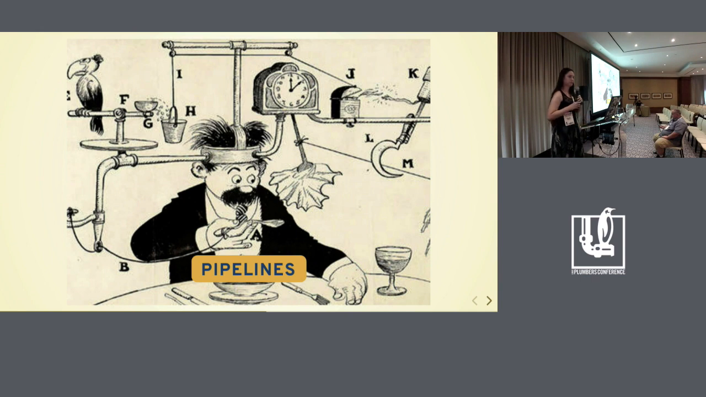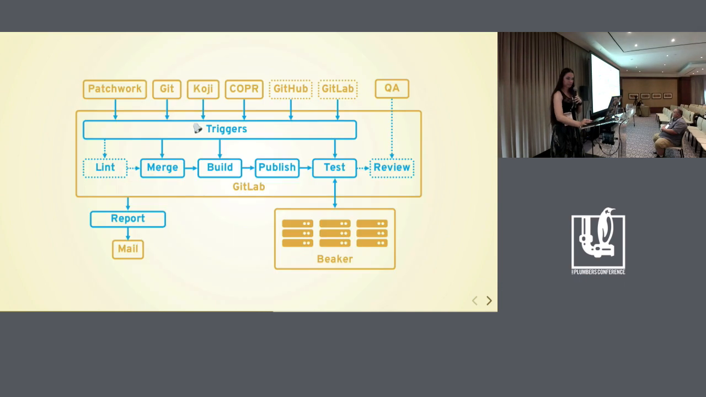The kernel development is a bit different than a development of random user space projects that are on GitHub, as we all know probably. We are using GitLab CI, and we are hacking around it a bit to make it do what we want it to do. Let's start with the triggers. We need to figure out how to actually test things and what to test.